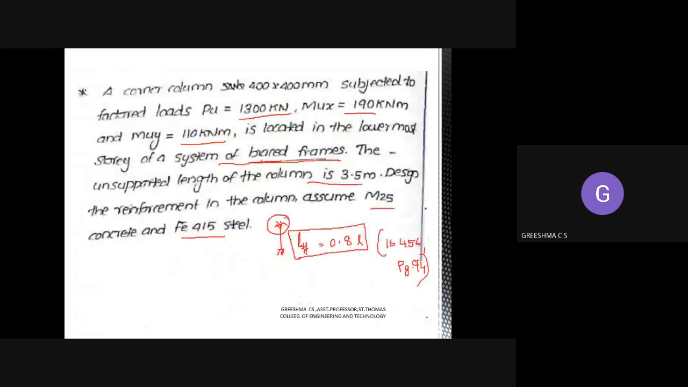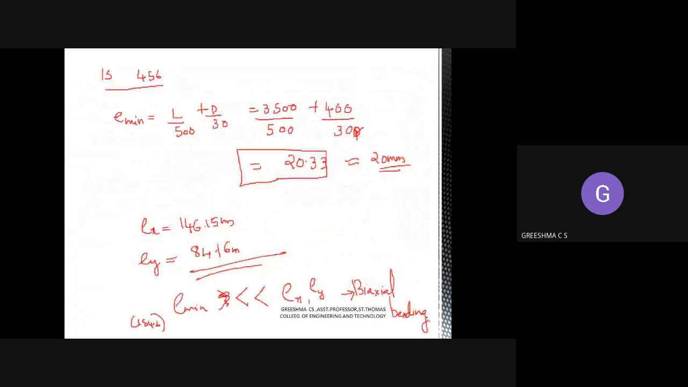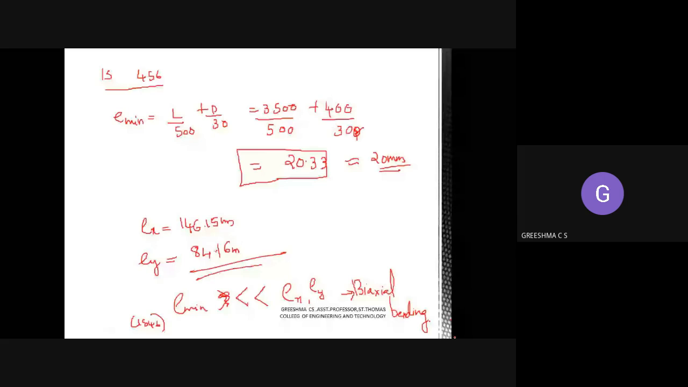Here they have given that it is a braced column, and this is a corner column. So in this practical situation, you have to make sure that this column is a short column and also that it is subjected to biaxial bending. Here the condition is that E minimum as per the IS is less than the eccentricity occurring in the column. So it is a clear case of biaxial bending. Now we have to design the column for biaxial bending, where there is no doubt about that.